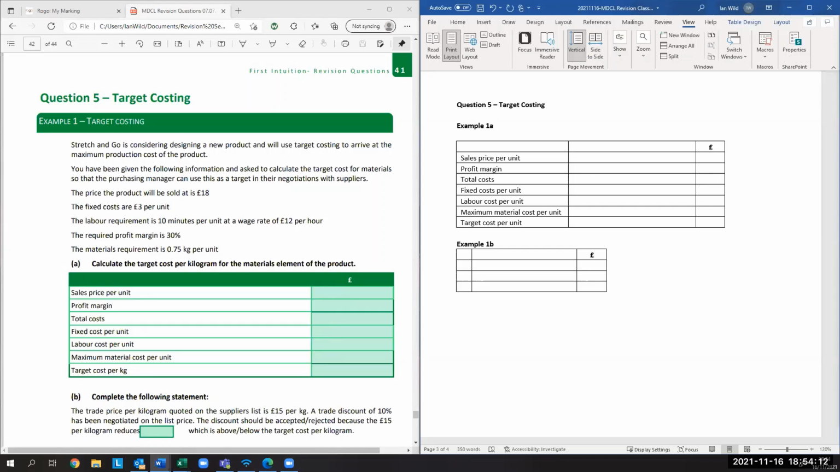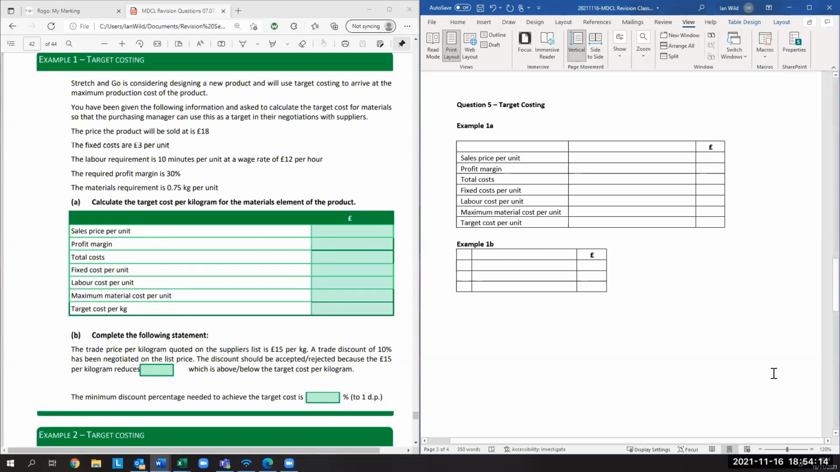Now then, target costing is another very, very common question. What I'm going to do tonight is have a look through a couple of questions where we have to do the calculations, and then we're going to have a quick run through one of the theory questions based around target costing as well. Those are the two different types of question you can get, so it made sense to do both.